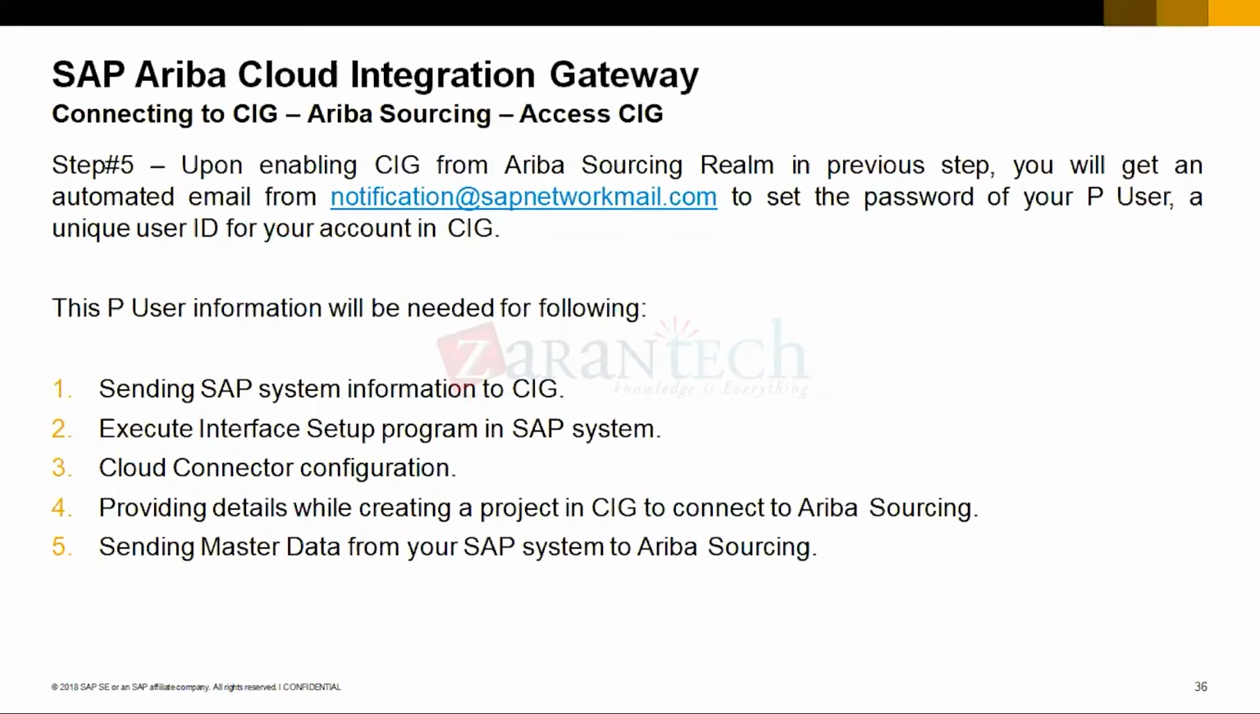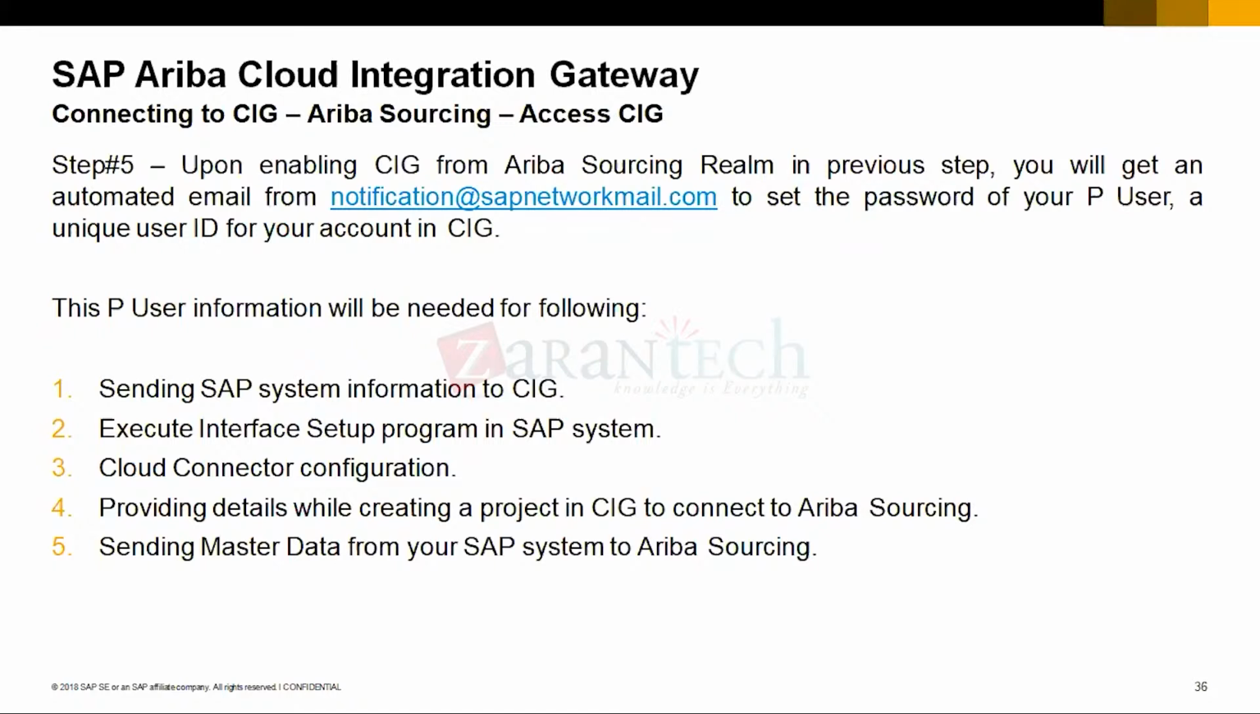So we have to keep the P user ID and the password very carefully, because the P user ID is not just an alphanumeric value. The P user ID is called your CIG licensing ID. All right. So we have to use this P user ID in different places. When we configure the add-on in the ERP system, we have to use the P user ID in multiple places. In the same way, whenever you add any system information in the CIG tool, there also we have to provide this P user ID. So it is very important and we have to keep it very carefully.